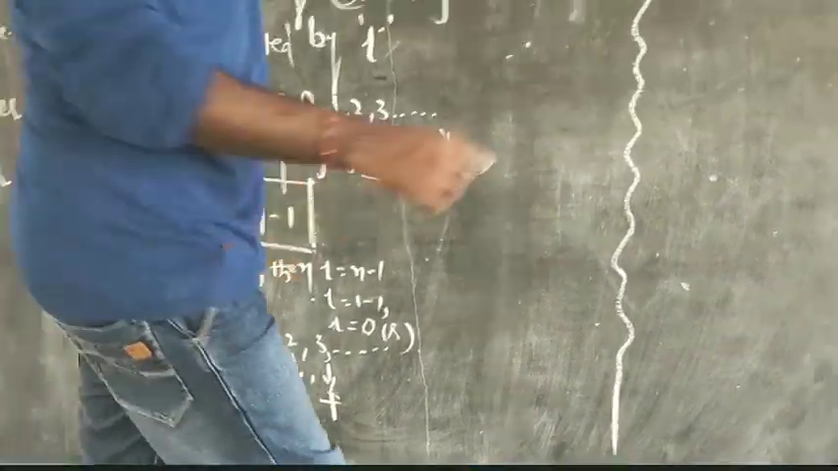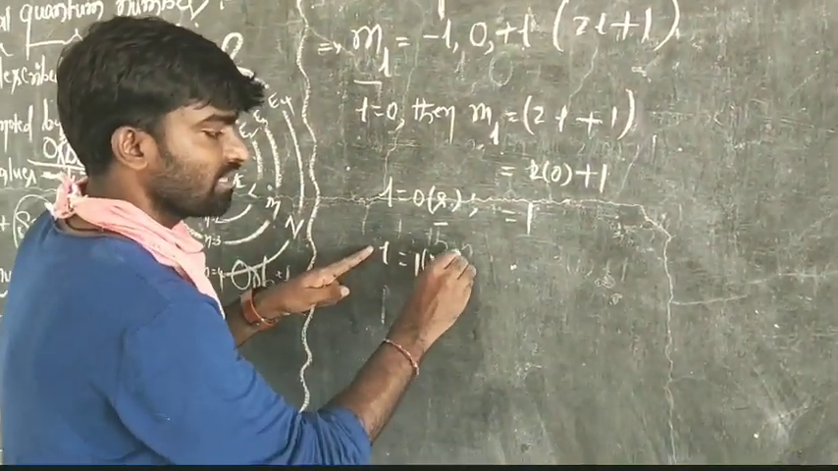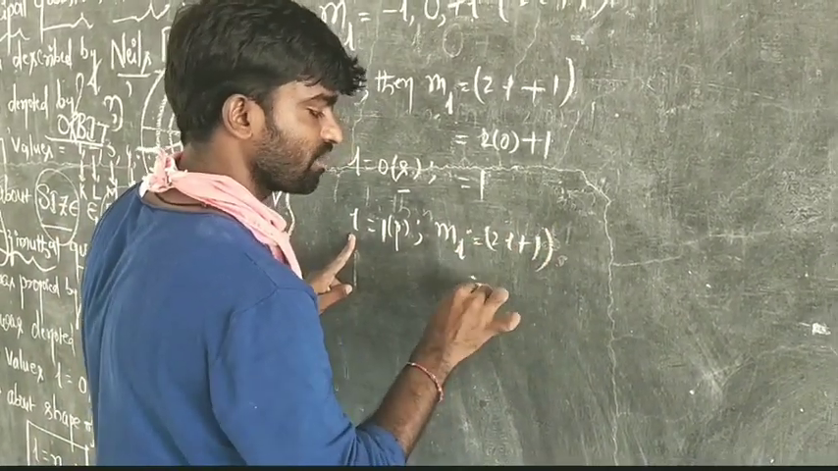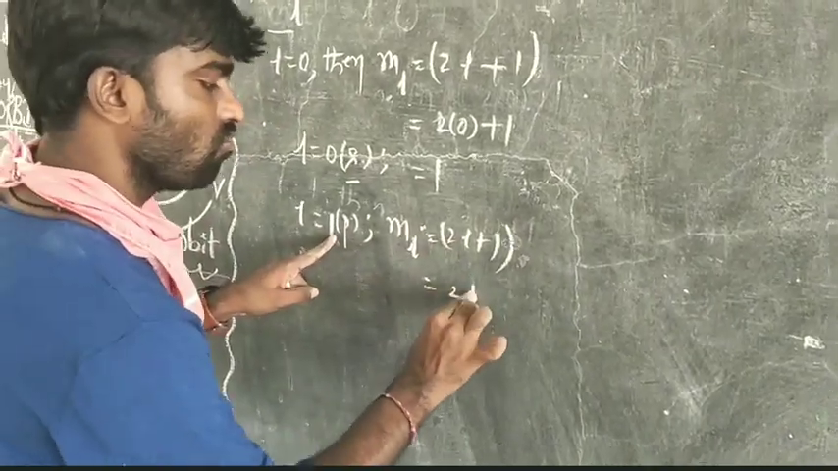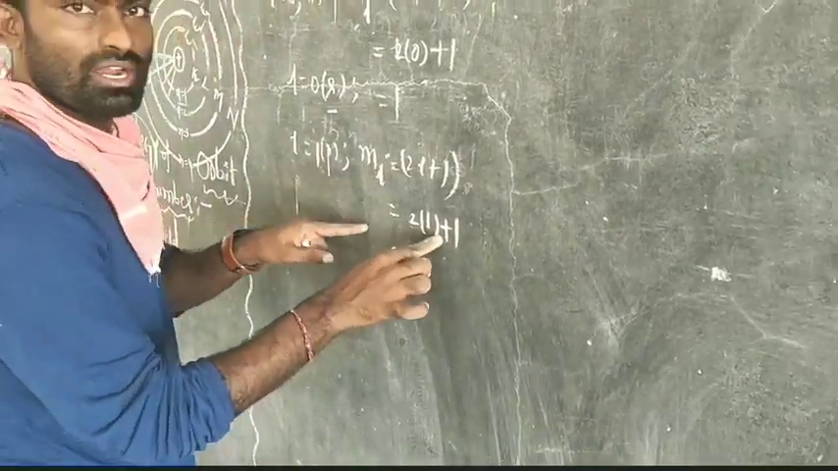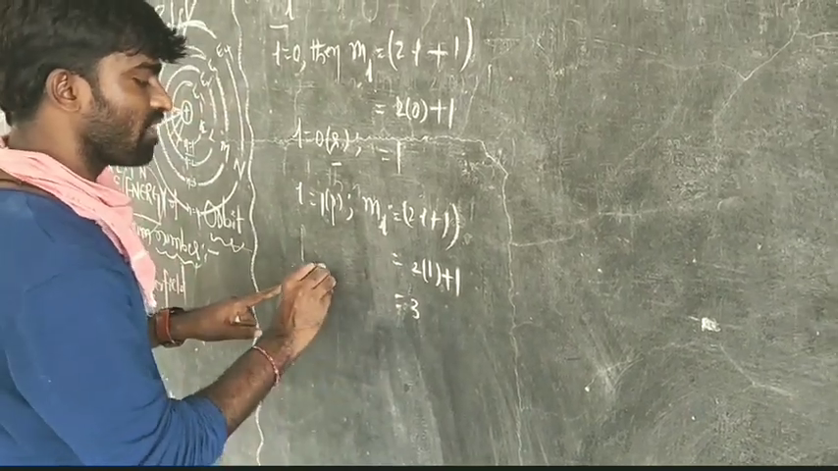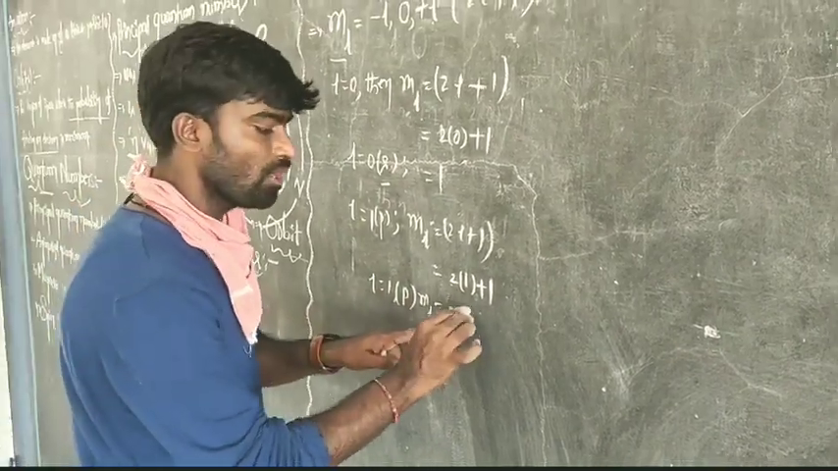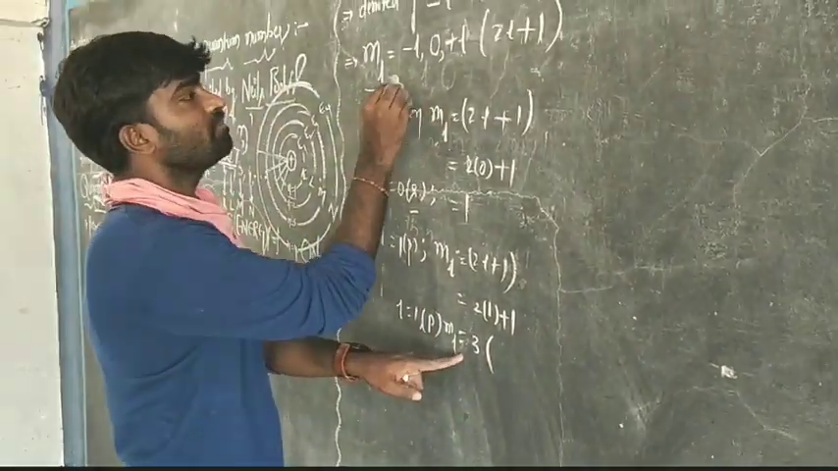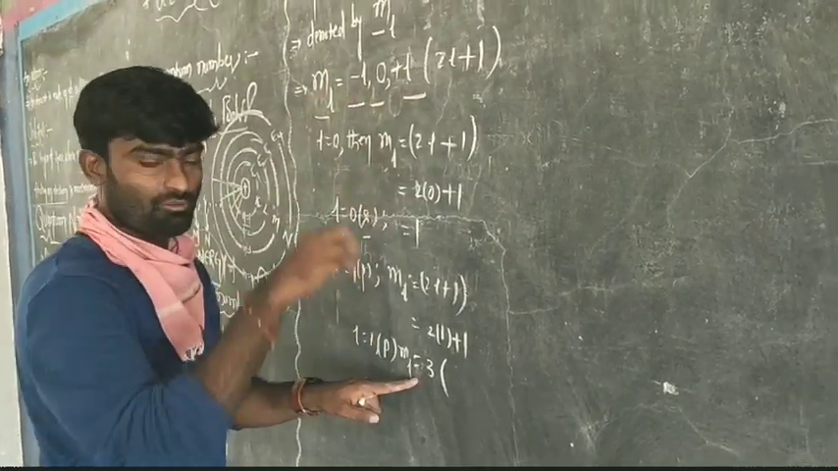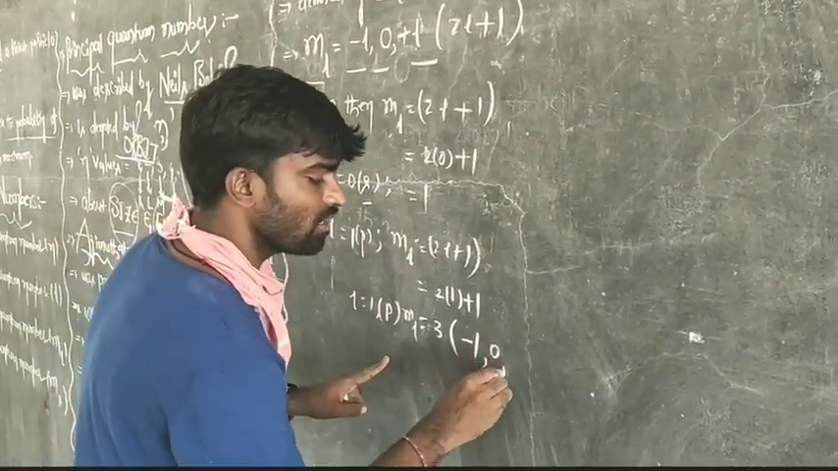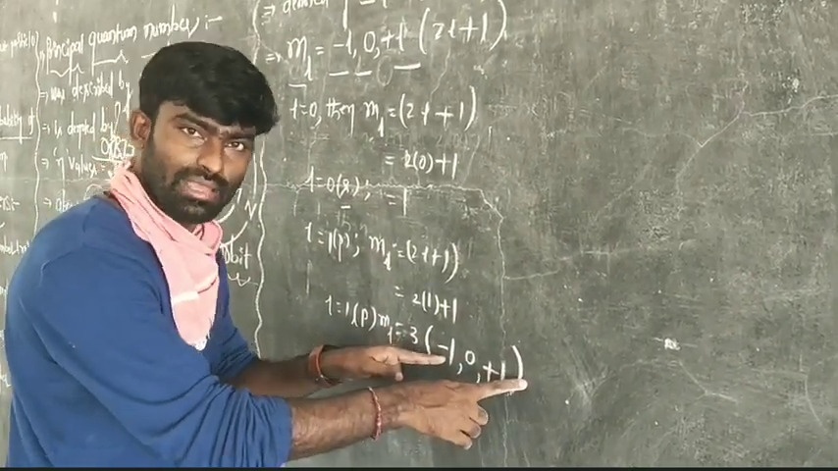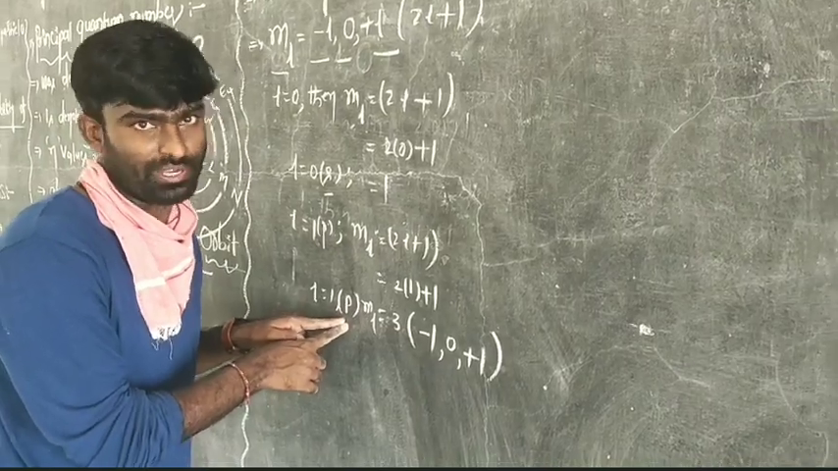Let's calculate. If L equals 1, then the number of ml values equals 2L plus 1, that is 2 into 1 plus 1, which is 3. So if L equals 1, the p orbital will have 3 ml values, which start from minus L, 0, plus L, likewise minus 1, 0, plus 1. These are the 3 ml values for a given orbital.